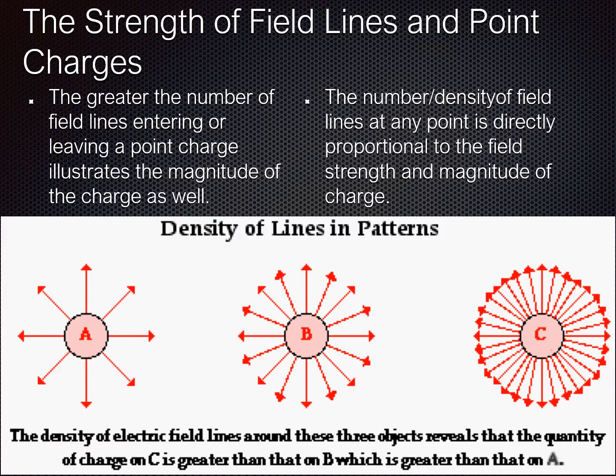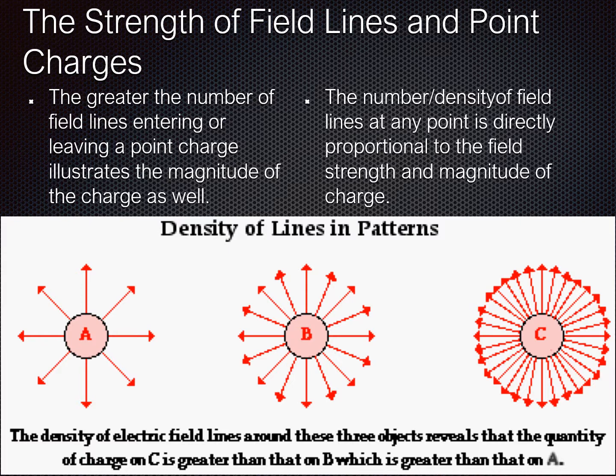So that means if I look at A, B, and C, you could easily say that the order of strength of charge on each one is increasing from A to C. A has the weakest charge, B has the medium charge, and C has the really big charge because there's a higher density of lines around them. Not only that, but the closer that the lines are to each other tells you how strong the field is at that point as well.